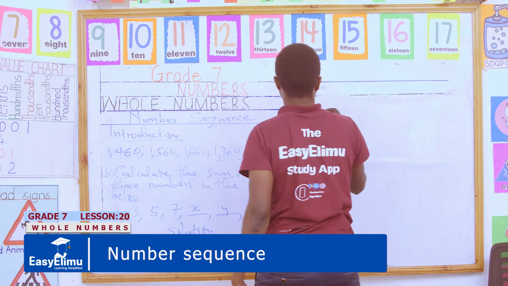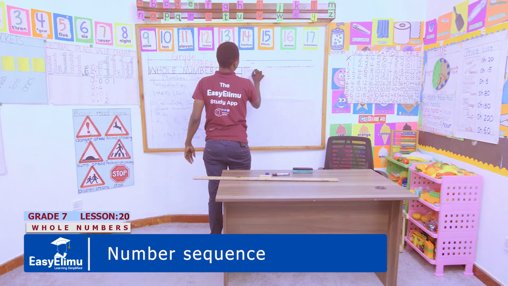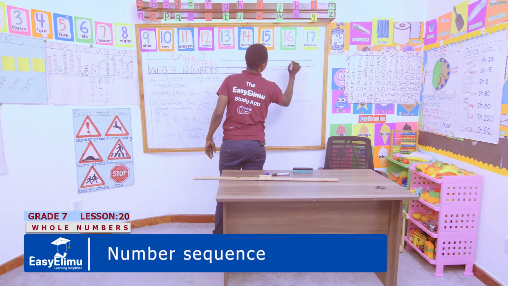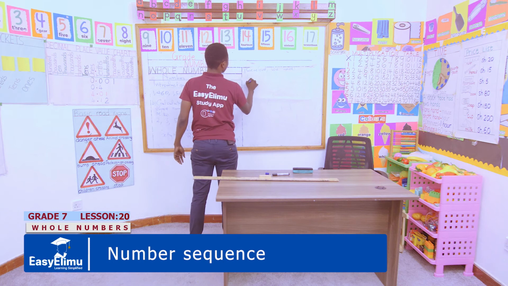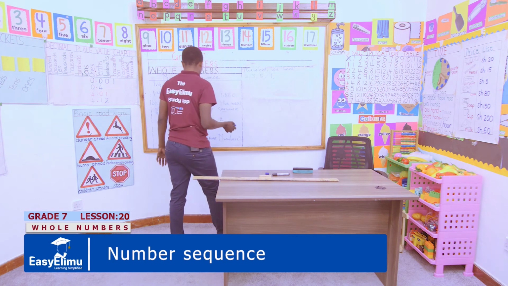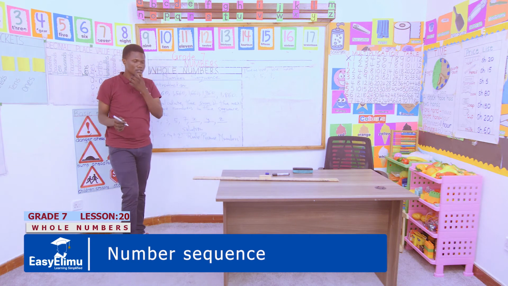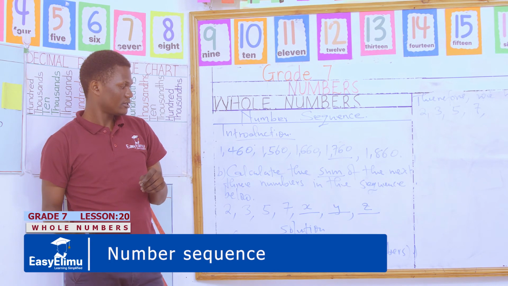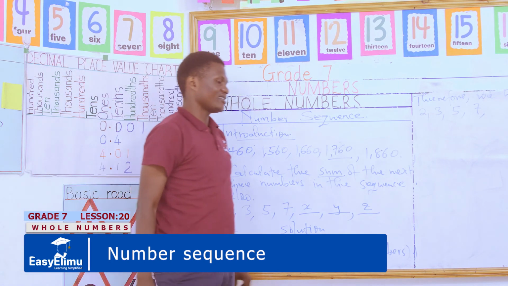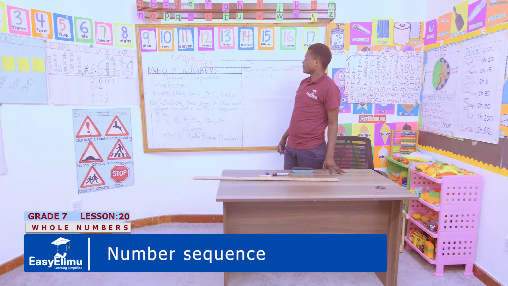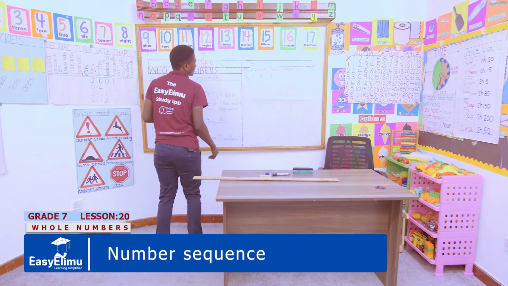Therefore, we have 2, 3, 5, 7. What is the next prime number after 7? Yes, Byron? 9. Not really. We discussed this in our previous sessions. Kindly go through your notes and check. The next prime number after 7, we said, is 11.